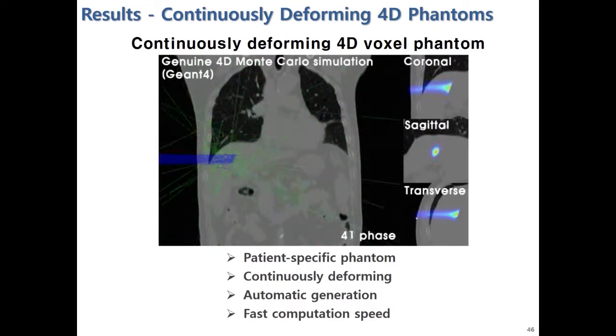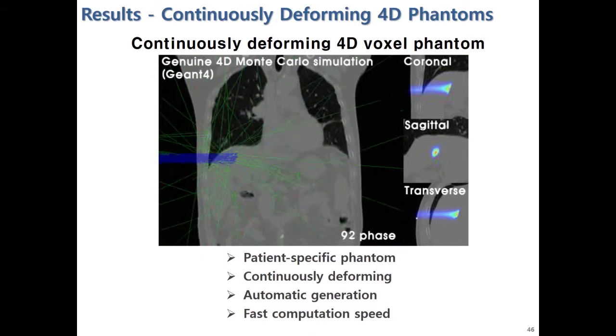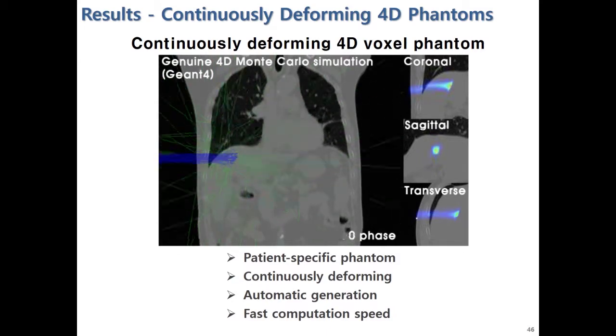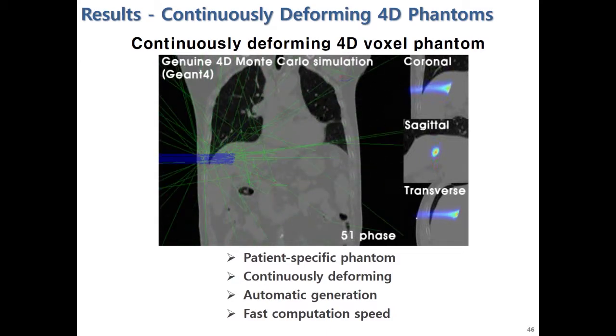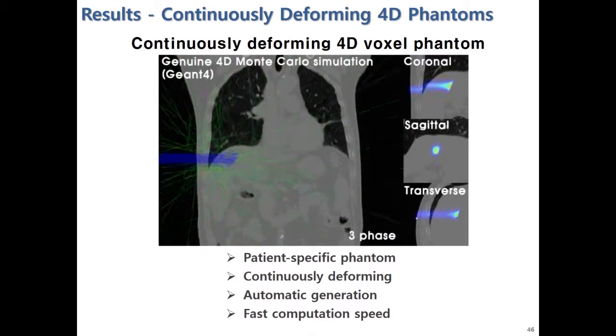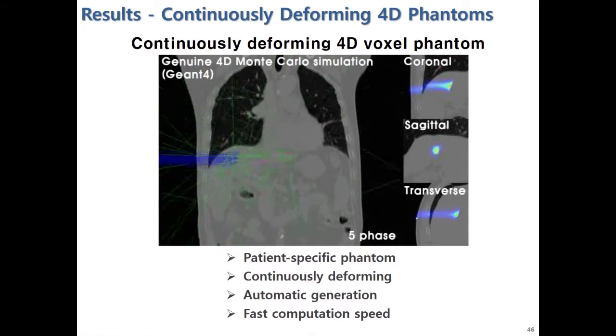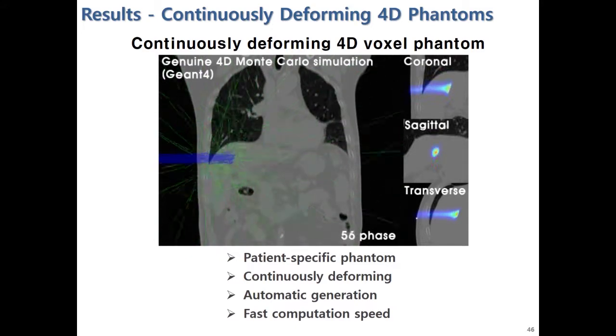This is the continuously deforming 4D voxel phantom. The radiation is transported while the phantom is deformed according to the patient's respiration, and the dose is registered in real time. Since this 4D voxel phantom is automatically generated from 4D CT and the computational speed is fast, it is expected to be directly applied to clinic without additional investment in computation resources.